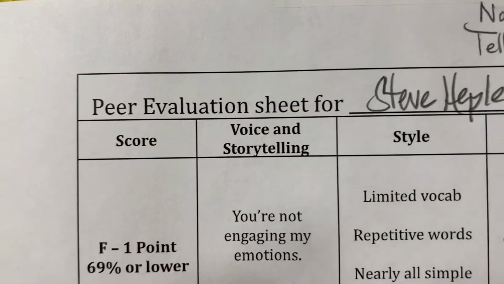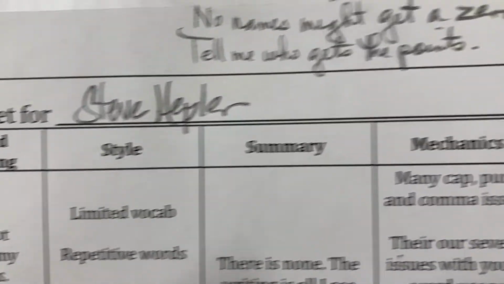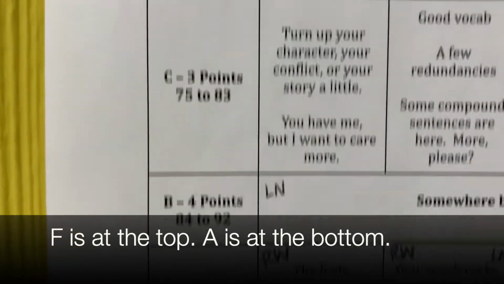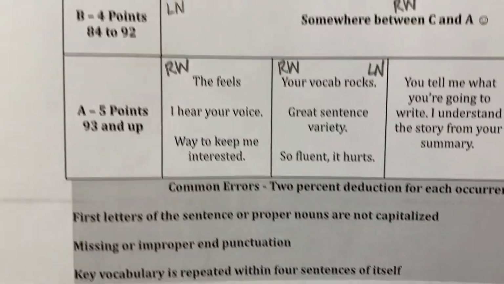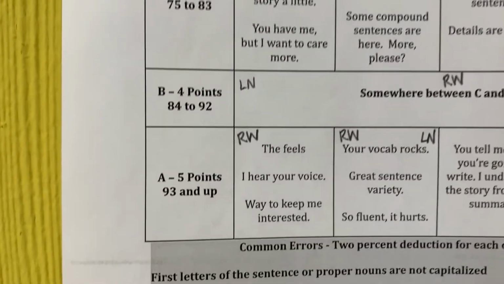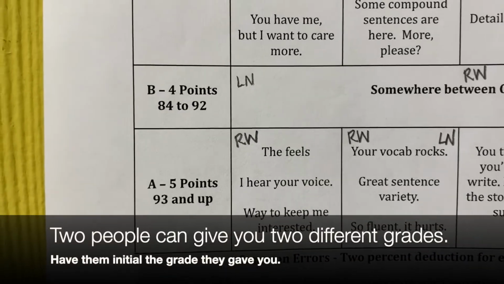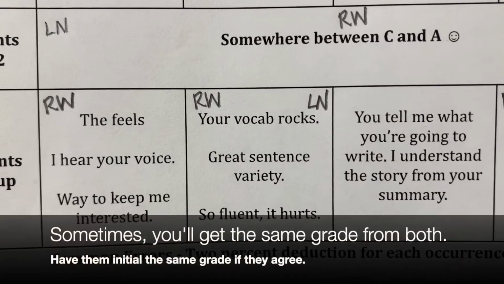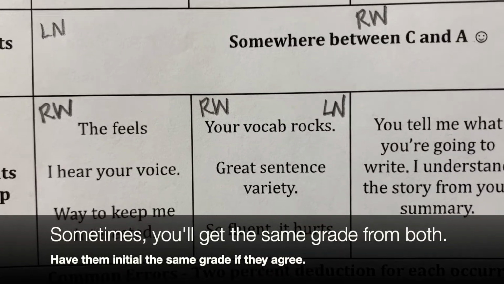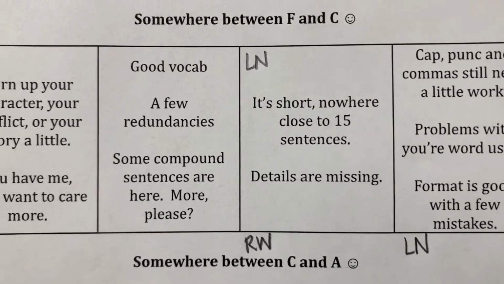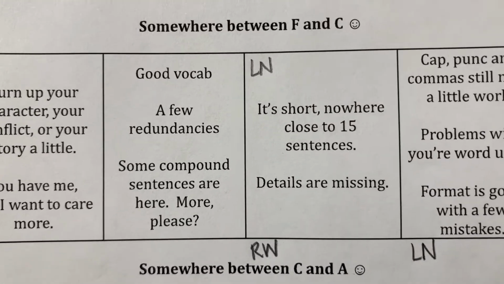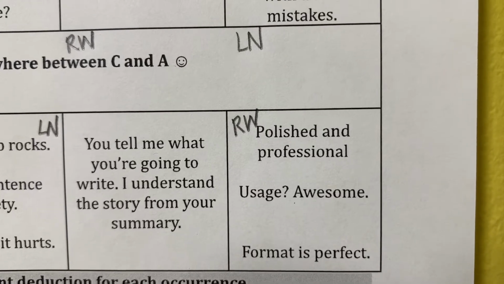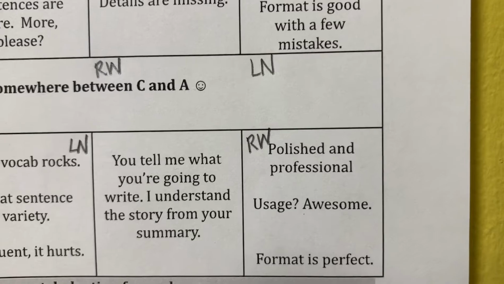Notice on this form, we've got 4 things we're grading: voice and storytelling, style, summary, and mechanics. Mine is backwards. I have like F at the top, and then D, and then C, and then B, and then A, and all that stuff. But notice with voice and storytelling, RW gave them a 5 points out of 5. And then LN gave them 4 out of 5. So they got an A from one person and a B from the other. If you look at style, they got perfect scores, 2 5s, boom. For the summary, one person gave them a B, somewhere between a C and an A, and one person gave them a C. And then for their mechanics, one person gave them 5 out of 5, polished and professional, and then one person gave them 4 out of 5, so they got an A and a B.